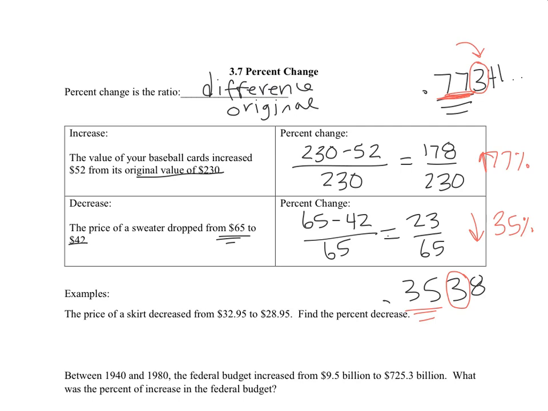So this is rounding to the nearest percent. You could round to the nearest tenth of a percent. In that case, you'd want to keep one decimal. So this one would be 35.4%. This would be 77.3%.